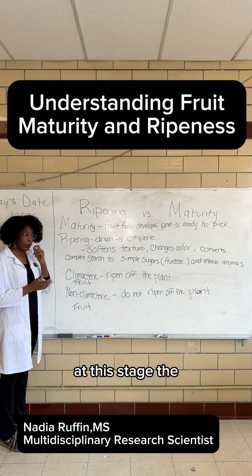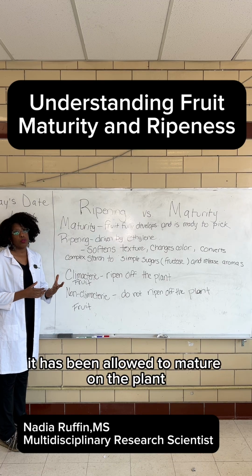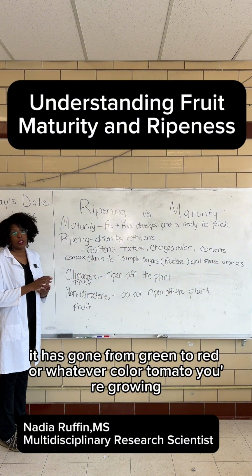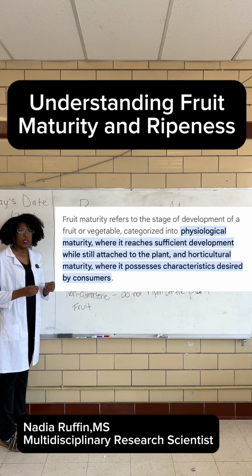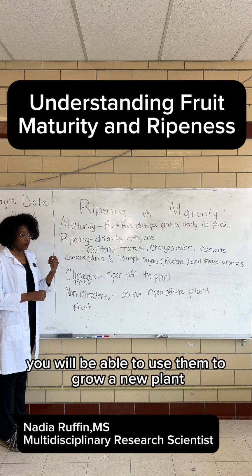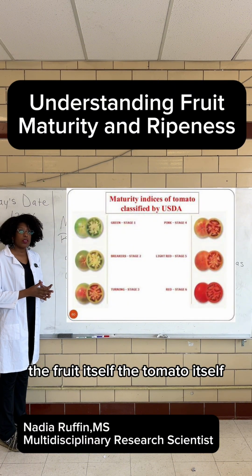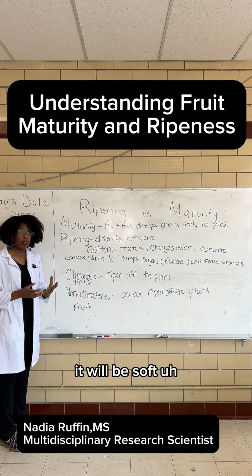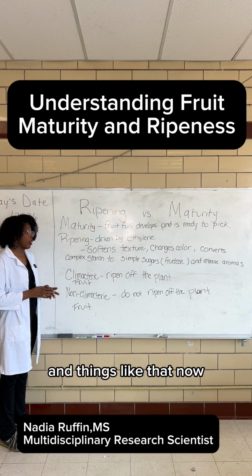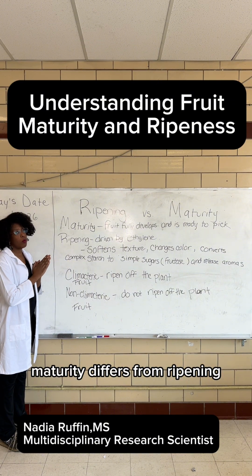At this stage, say we're talking about a tomato, it has been allowed to mature on the plant. It has gone from green to red or whatever color tomato you're growing. The seeds inside are mature, so if you collected those seeds, you will be able to use them to grow a new plant. The tomato itself will be soft, it will be sweet, it won't be so acidic and things like that.